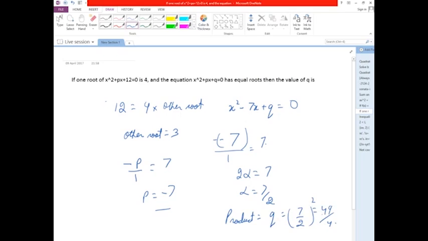So again, relatively simple, not very difficult, can be solved, should be solved. If you are a serious aspirant, you should be getting this question correct.